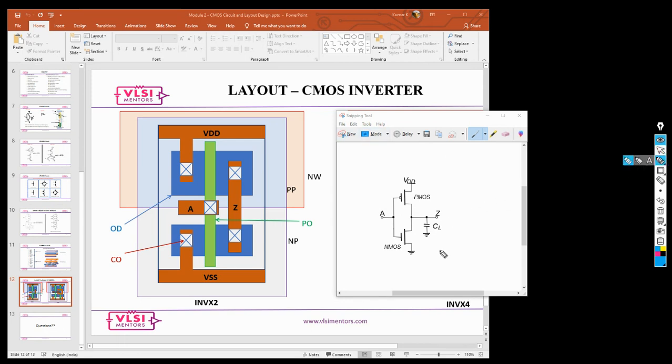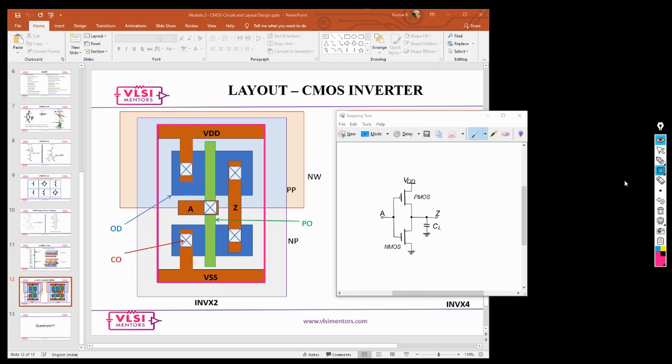Okay. Now let's take a look at this inverter. You guys know this is a schematic. And now understand that this is going to be your cell size. Each cell will have its own size. So depending on the number of transistors, each cell will have its own size.